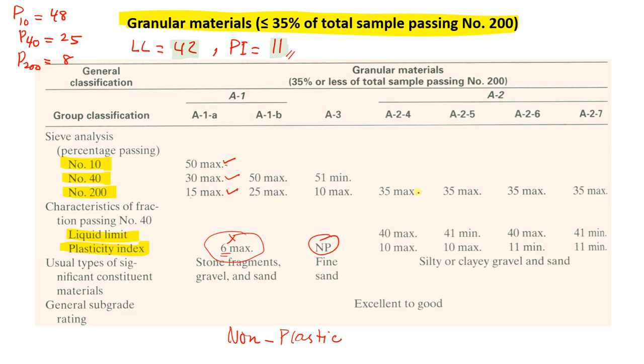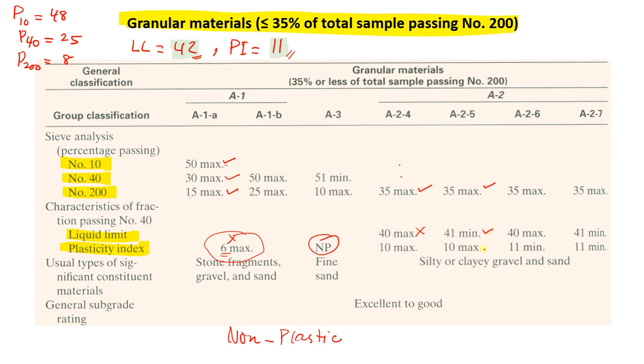Now here it says number 200 is maximum 35%, and remember there is no requirement here, so no need to look at. Maximum is 35%, in this example it is 8, which is less than 35. It's okay. Liquid limit 40 maximum. Our value is 42, so it is not satisfying. Once there is one cross, just go to the next, no need to check another. The 35 maximum is okay. 41 minimum means it can be 41, 42, 43 and above. It cannot be less than 41, and our value is 42.